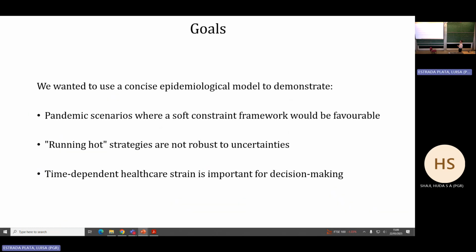So the goal of this is to have an alternative constraint. I'm going to refer to it as a softer constraint, which will obey these strain effects that we want to observe. I'm going to use a very tractable epidemiological model just to demonstrate where some of the prior solutions I was showing on the previous slide, which are colloquially known as running hot strategies, are unfavorable under a soft constraint framework. They're not robust to any kind of uncertainties. And having some time-dependent strain effect in our constraint is important for making the strategies more policy friendly.